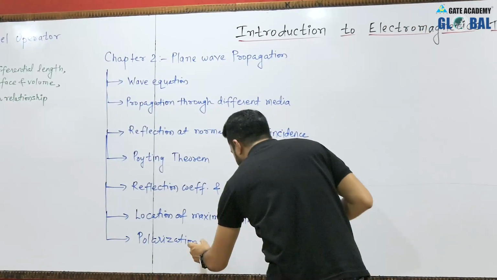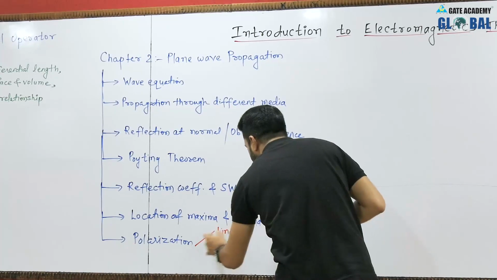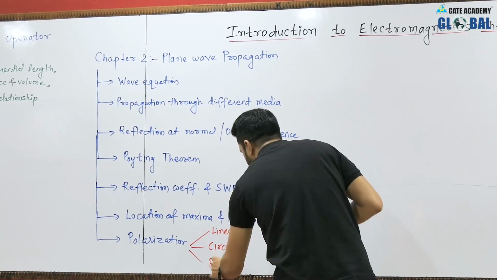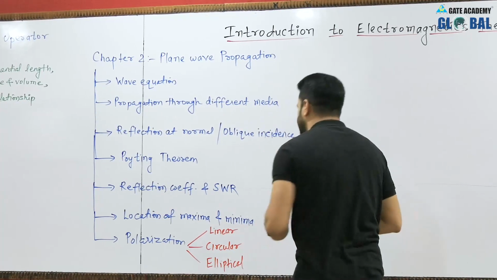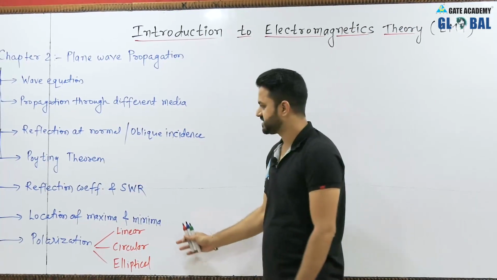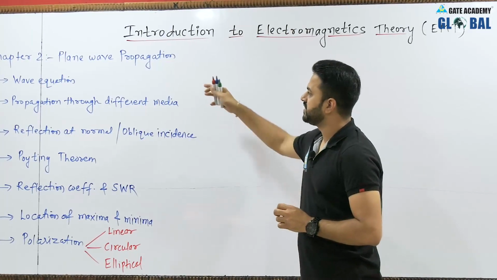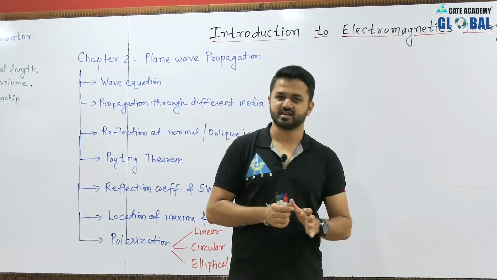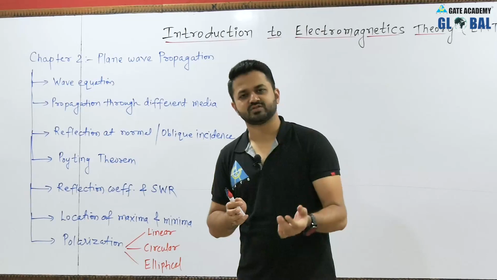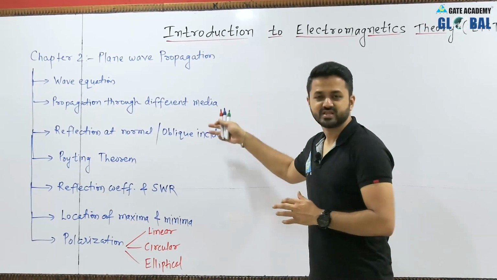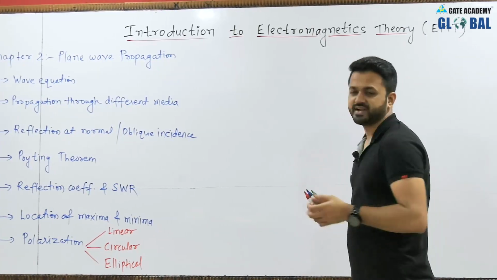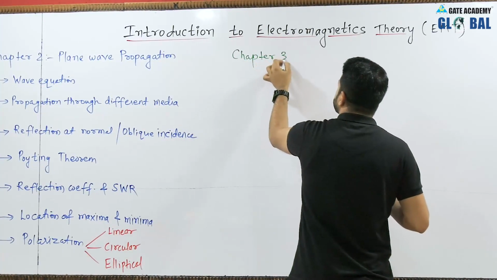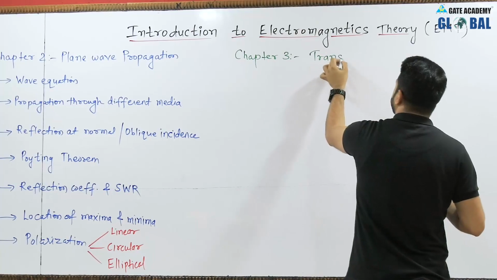So in polarization there are three types, that is linear, circular and elliptical. So these are the three different types of polarization. So in this chapter you have to prepare these topics, and this chapter has good weightage in our exam. Compared to the other chapters like electrostatic and magnetostatic, the number of topics is more in this chapter, and that is why it has more weightage. Now the next chapter that we should prepare is chapter 3, which is transmission line.